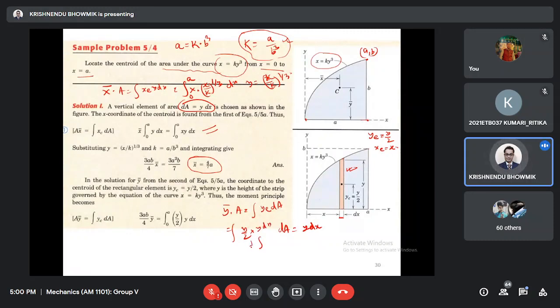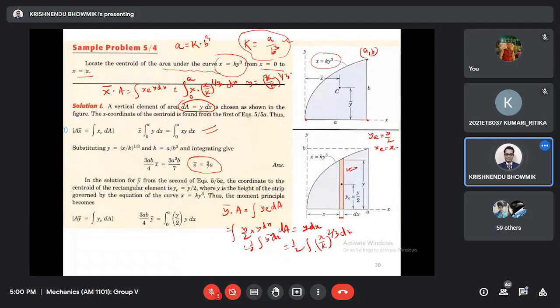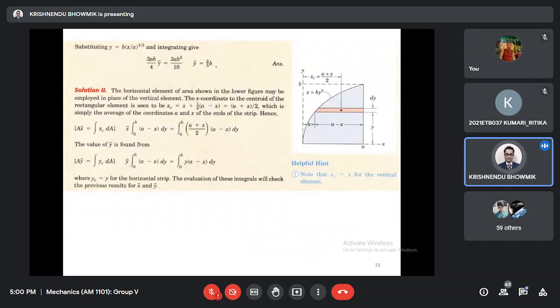So half y square dx. Half y means x by k, so 2/3 dx, and 0 to a. You can do this and you can get the value. Once you solve it, you will get the correct results. This is up to you. Integration will take some time.